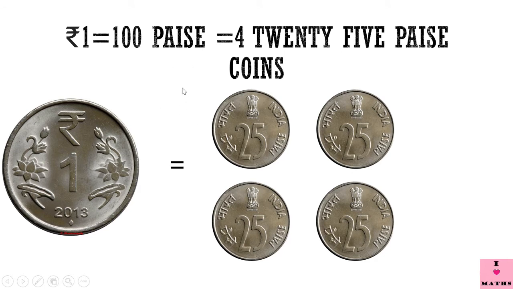25 paisa coins. If we want to find out how many 25 paisa coins will make a rupee, we will divide 100 by 25. Now 25 fours is 100. So 4 twenty-five paisa coins will make 1 rupee.